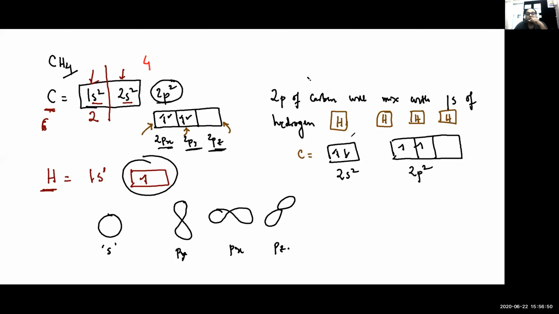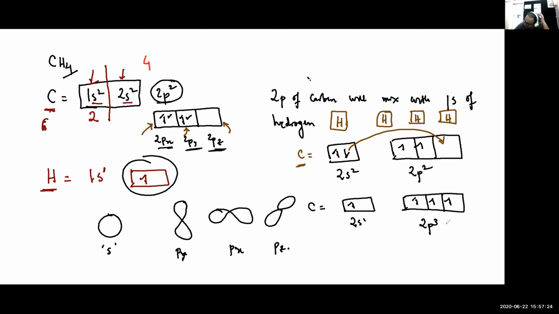Yes. So what happens is one of the electrons from this carbon gets excited and comes here. So then what happens to the carbon? Then carbon becomes like this: 2s1 and 2p3. Does everyone understand? Yes, sir.